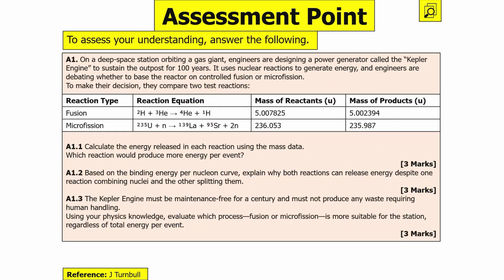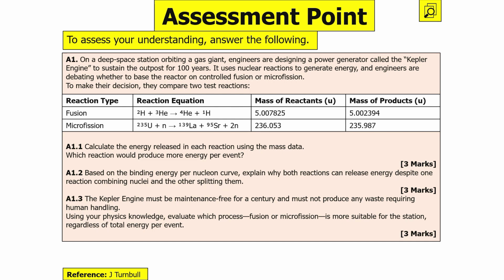The next question says, on a deep space station orbiting a gas giant, engineers are designing a power generator called the Kepler engine to sustain the outpost for 100 years. It uses nuclear reactors to generate energy, and engineers are debating whether to base the reactor on controlled fusion or microfission.